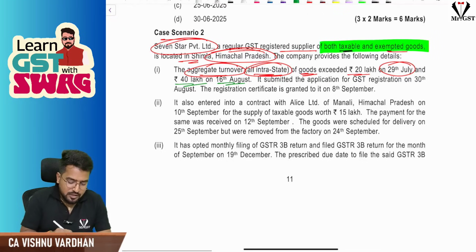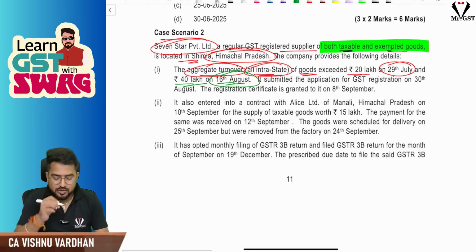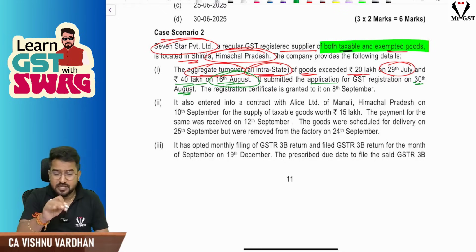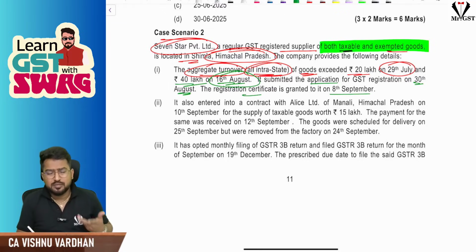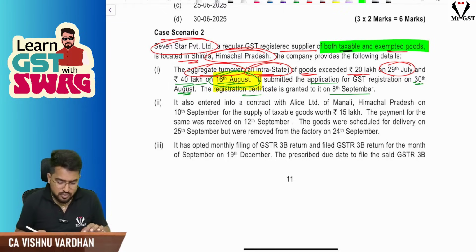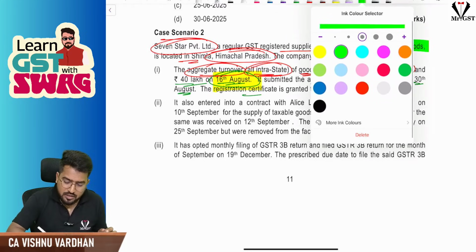That is relevant. So he is becoming liable for registration on 16th August and applying for registration on 30th August, within 30 days from the date of becoming liable for registration, and the registration certificate is granted on 8 September. So the effective date of registration is what? 16th August. So the answer is 16th August. Okay.